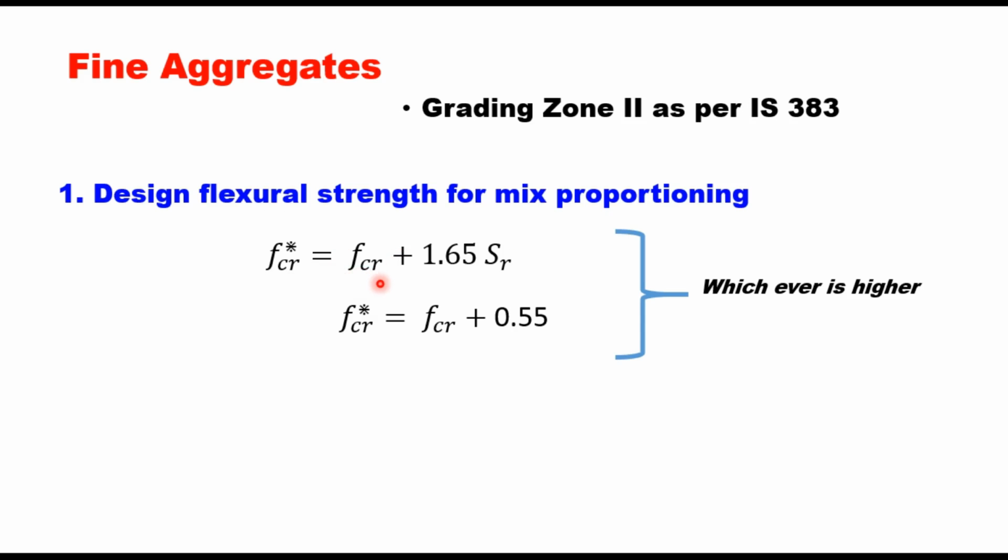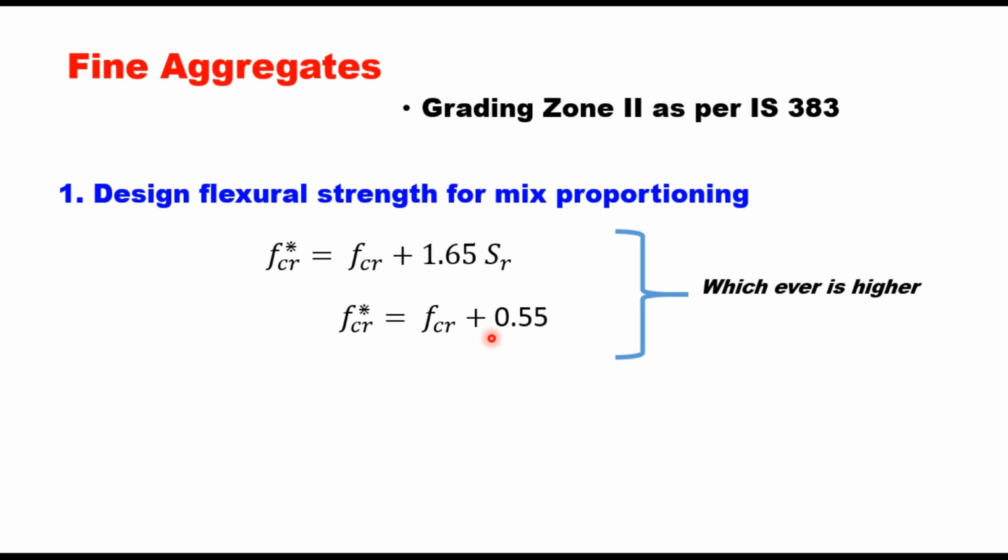In that case it will be the compressive strength, that is the characteristic 28 days compressive strength plus 1.6 times the standard deviation. And the second equation is cube strength plus a factor x, and x depends upon the grade of concrete. For M30 and M35 this value is 5, for M40 and M60 it is 6.5, and for M65 and above this value is 8.